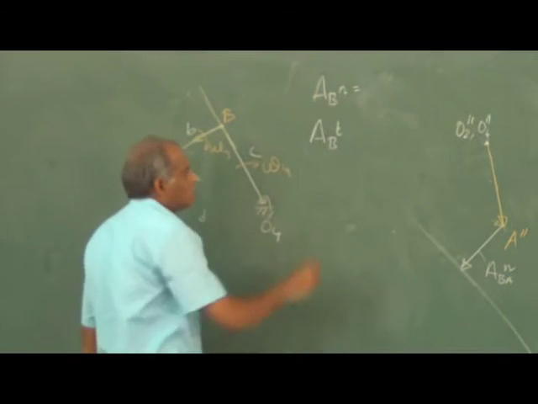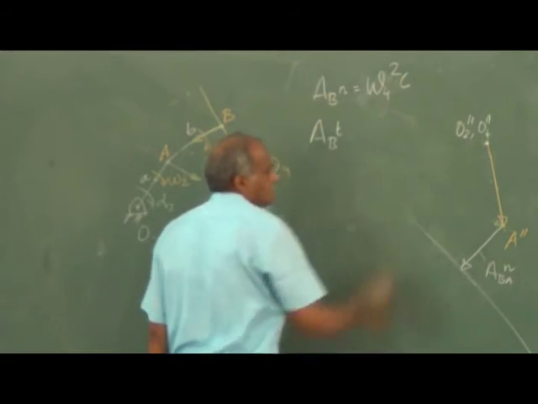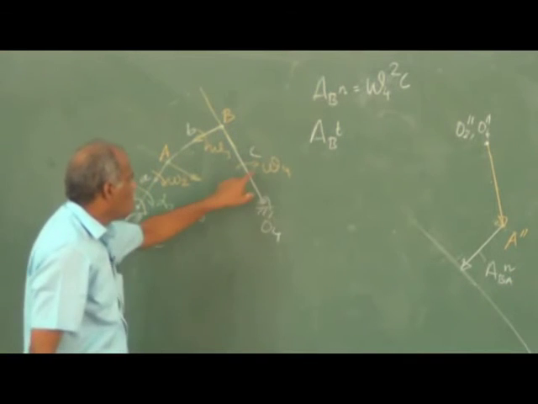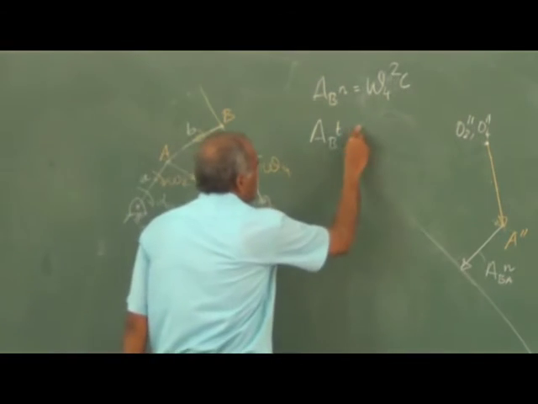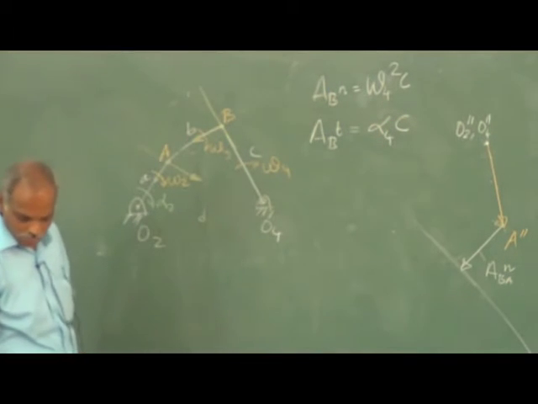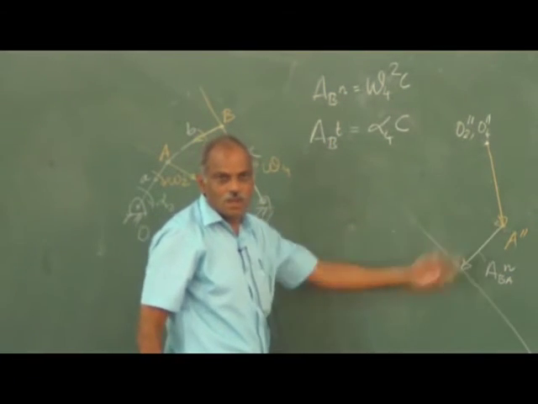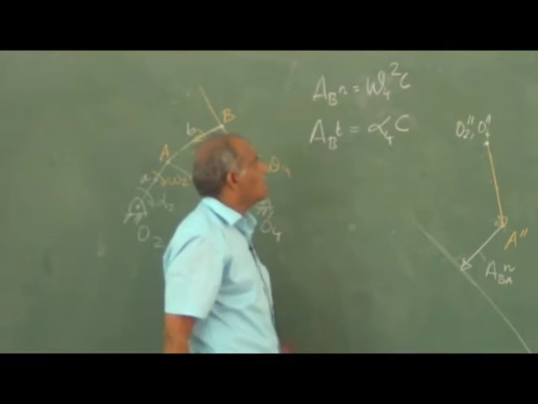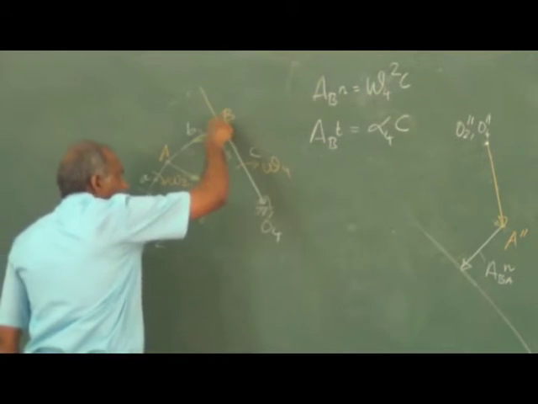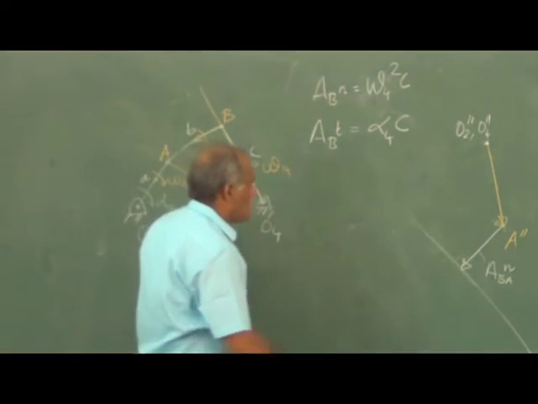Normal component is given by what? Omega 4 square times C, because this is omega 4. The tangential component is alpha 4 times C. So omega 4 is known already because I have got this by doing the velocity analysis. C is a constant, so this magnitude is known. What about the direction? It will be towards the center of rotation. It will be in this direction, starting from here.